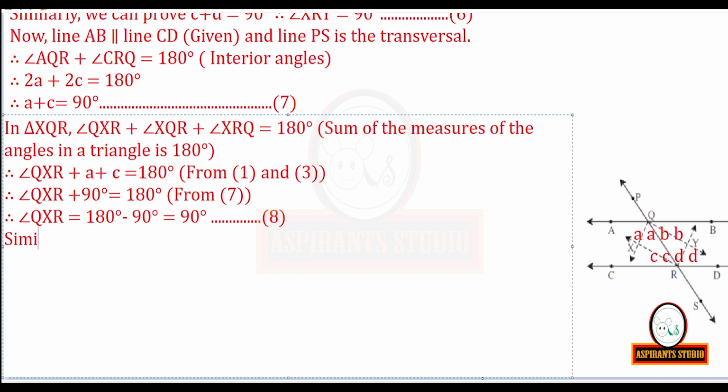Similarly, we can prove, look at the figure, look at angle QXR. Now we got the measure of angle QXR to be 90 degrees. Similarly, we can prove measure of angle QYR is equal to 90 degrees. Take measure of angle QYR is equal to 90 degrees to be equation number 9. Now look at the quadrilateral QXRY.